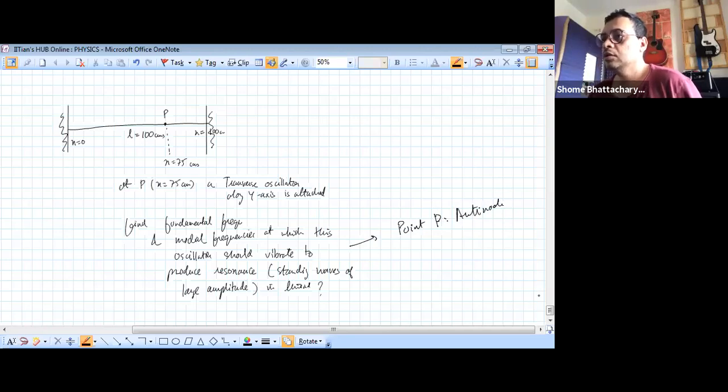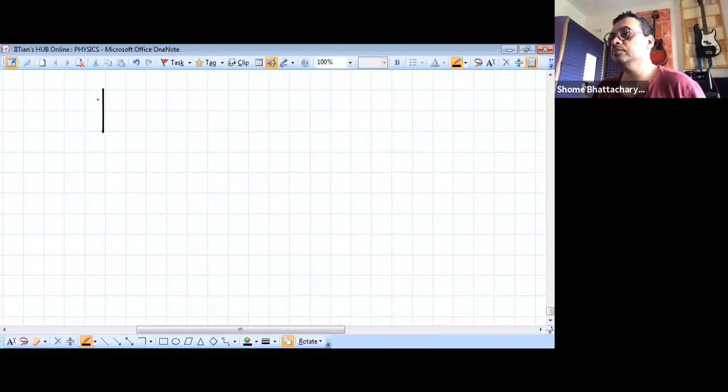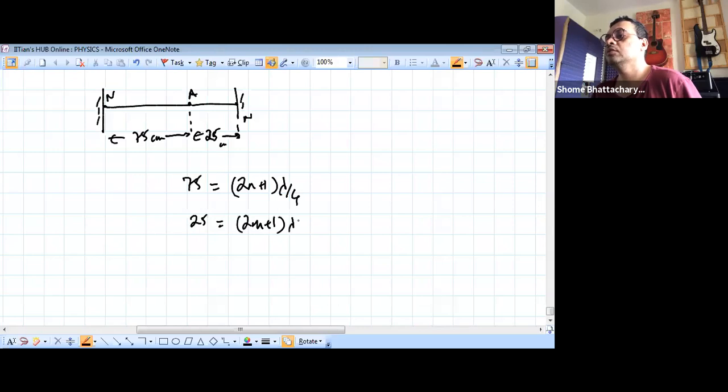So now x equal to 75 is an antinode, and x equal to 100 and x equal to 0 are nodes. So that is the situation we have to solve for. Node, antinode. So 75 has to be some odd multiple of lambda by 4, and 25 also has to be some odd multiple of lambda by 4.